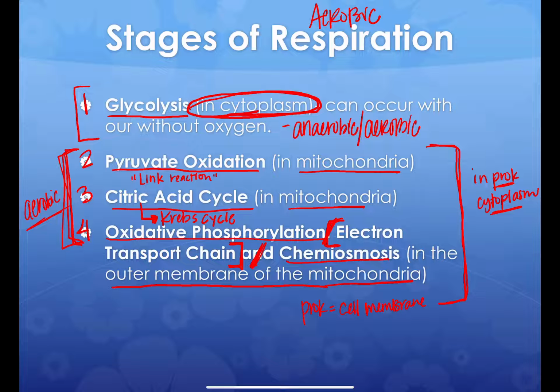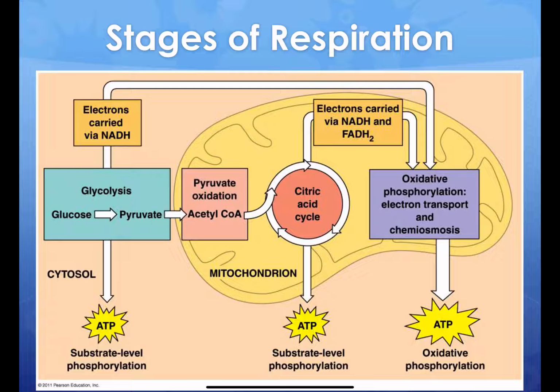Okay? So, let's take a look here first. This is a very important diagram because it's a very simple overview of cellular respiration. Notice we have the 4 steps, 1, 2, 3, and 4: glycolysis, pyruvate oxidation, citric acid cycle, and oxidative phosphorylation, the electron transport chain, and chemiosmosis. Notice also that we're releasing energy in the form of ATP, which makes this an exergonic reaction.